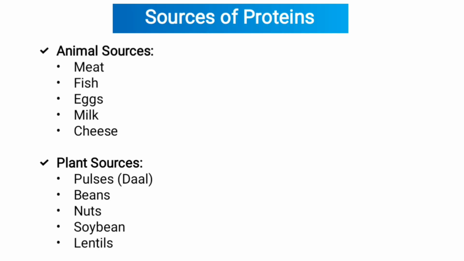Sources of proteins. Animal sources of proteins: meat, fish, eggs, milk, cheese. Plant sources of protein: pulses, lentils, beans, nuts, and soybeans.